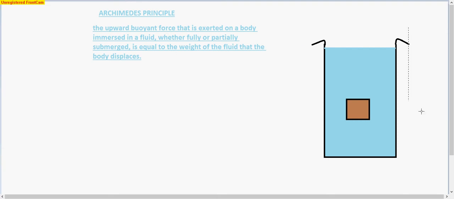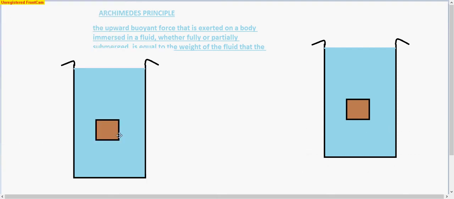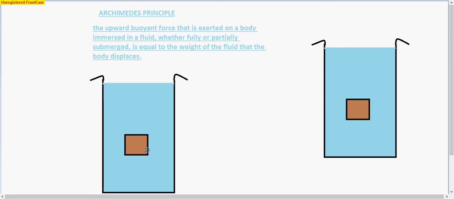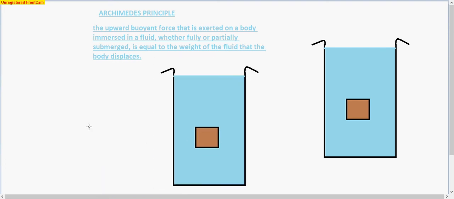Okay, I need another copy of this figure, so let me copy it. Okay, place it here. So what Archimedes meant. Now consider that when I immerse this wooden block over here into this water, it displaced this much water from there. Displaced this much water from there.